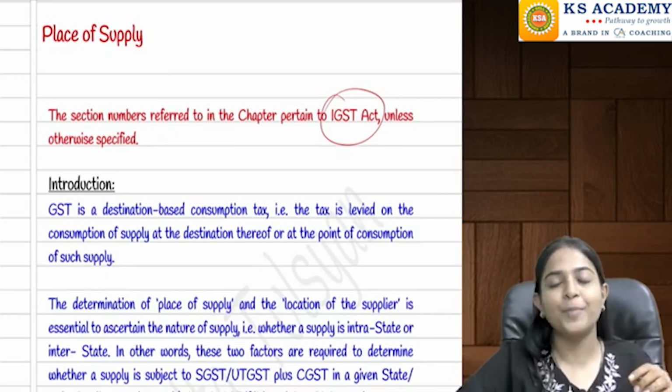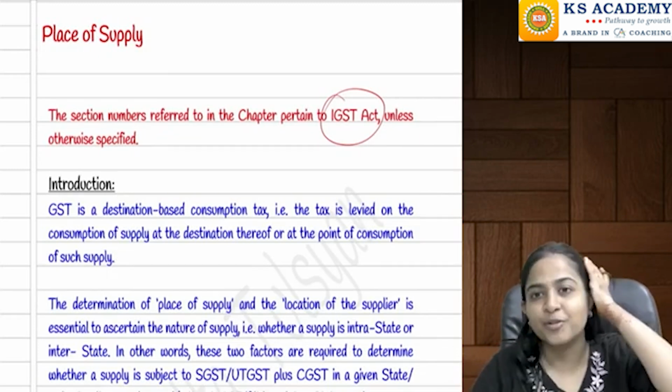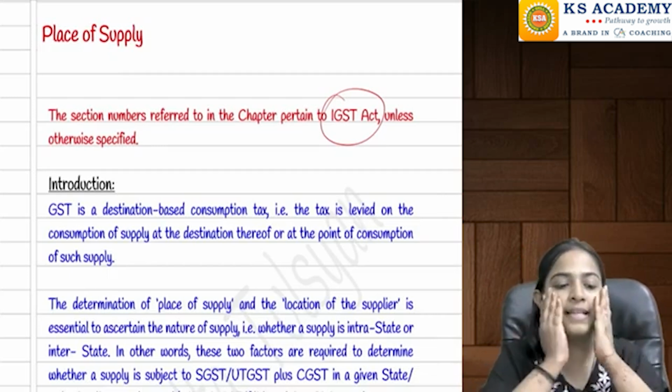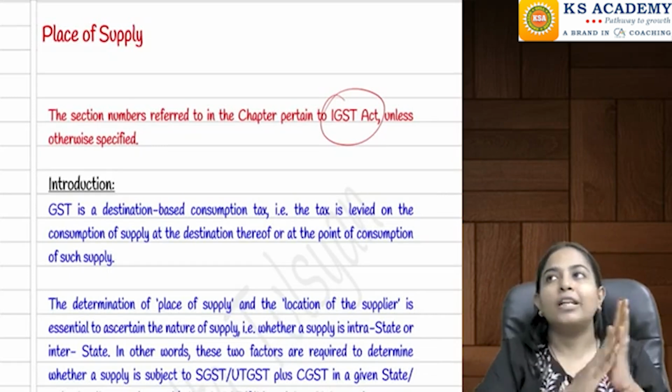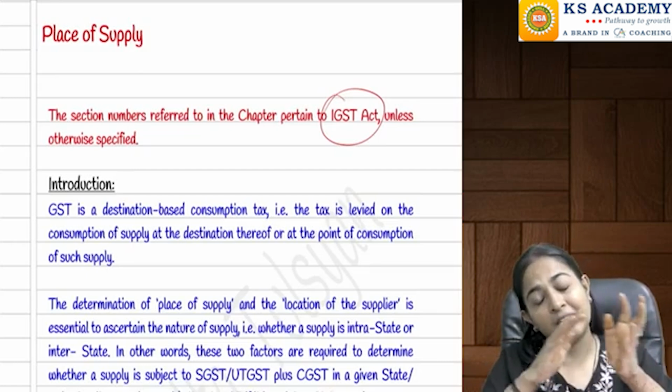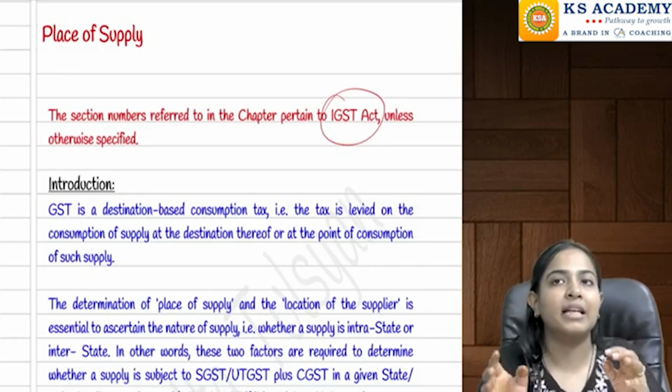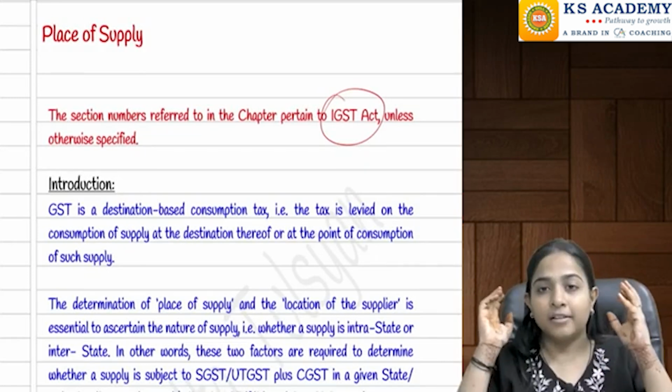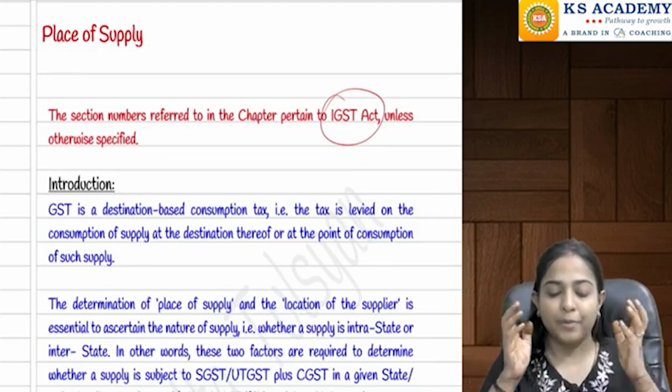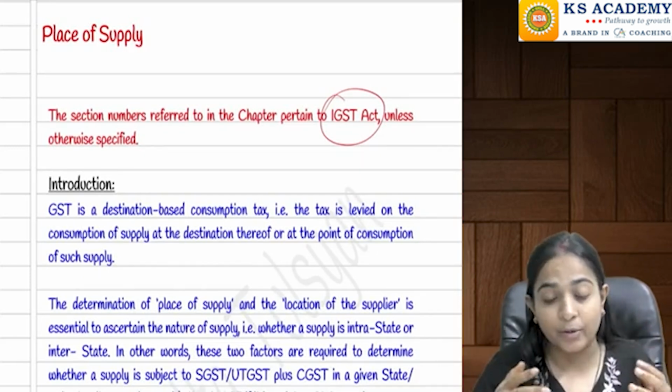So this is assuming you have studied it before, you have understood it before, and now we're just going to revise it quickly. Now we already know that GST is a consumption based tax, it is a destination based tax. So generally the revenue should go to that particular state government, to that particular government where the goods are ultimately going to get consumed.